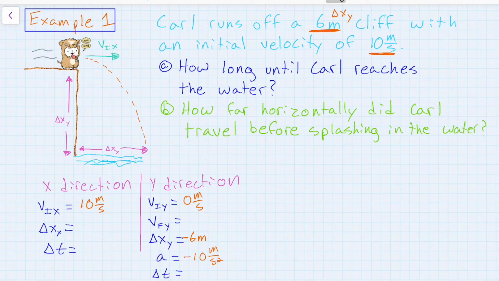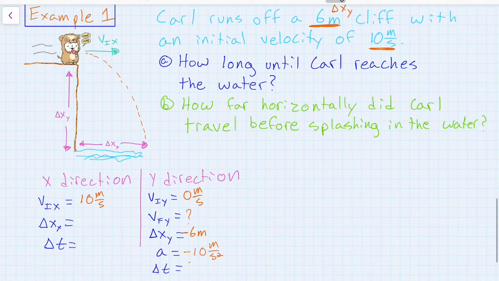So we know 3 of these variables. That means we can find out, if we need to, the final velocity in the y direction, or the speed at which he hits the water, as well as the time it takes for him to hit the water. And since time is a scalar, once we figure out time, we can plug it into the horizontal equation, and then we can figure out how far away from the cliff he landed. So let's figure these out.